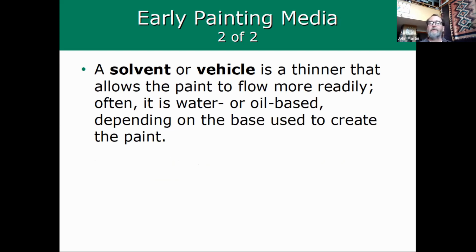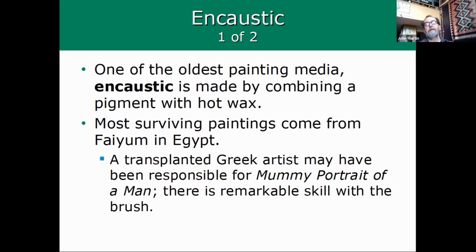One of the advantages of oil paint is that it is thinned with linseed oil, and it takes much longer to dry, and that gives the artist more time to blend the color. One of the oldest painting media is encaustic. Encaustic is a wax-based paint, and so you can imagine how difficult it would be for an artist to dip their brush in heated wax and paint that onto a surface.